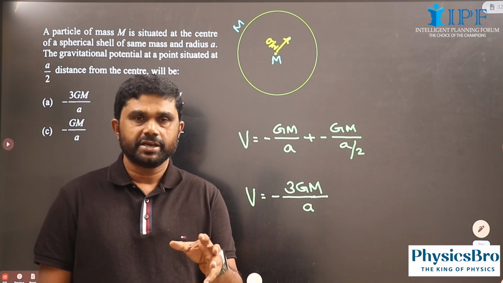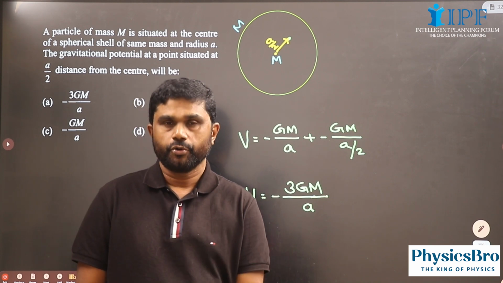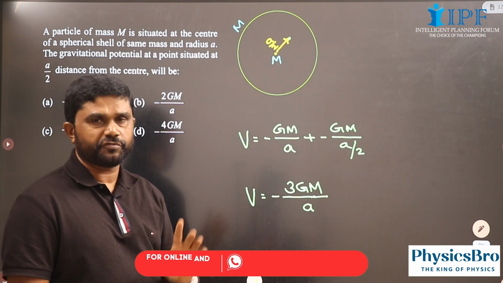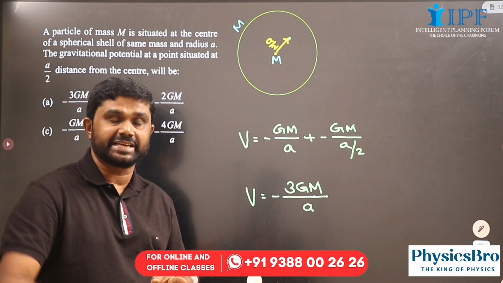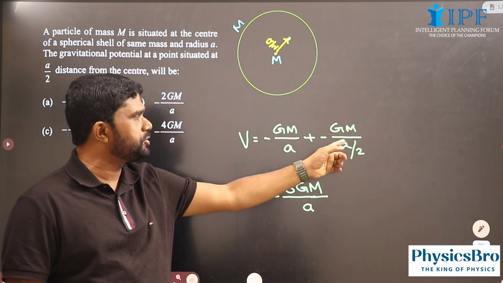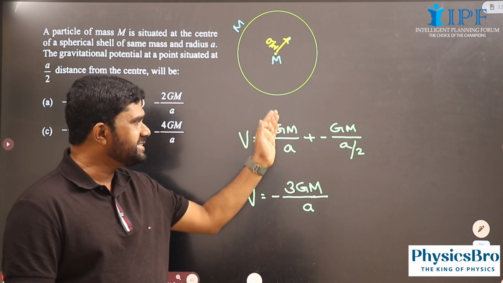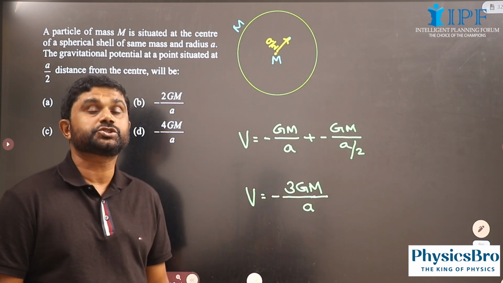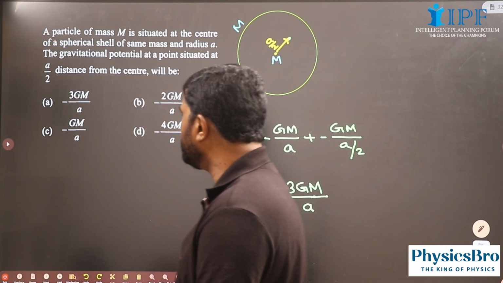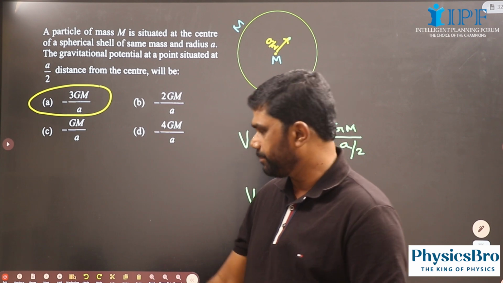So the potential inside the shell is the same as that on its surface, and it is equal to minus Gm by a. And the potential at this point of observation due to the point mass at the center is minus Gm divided by distance. The distance is only a by 2, so this 2 will come in the numerator. So minus Gm by a plus minus 2Gm by a will be minus 3Gm by a. Minus 3Gm divided by a.